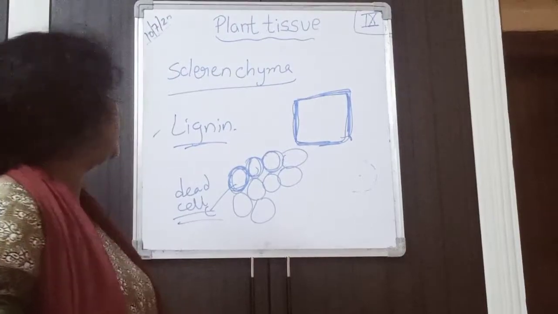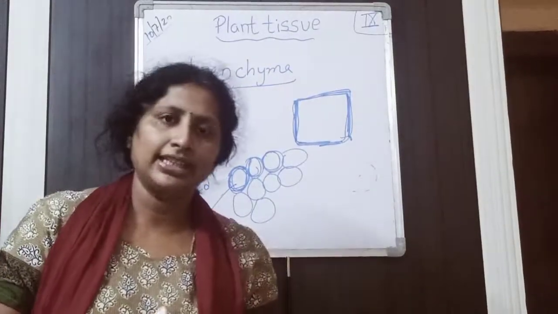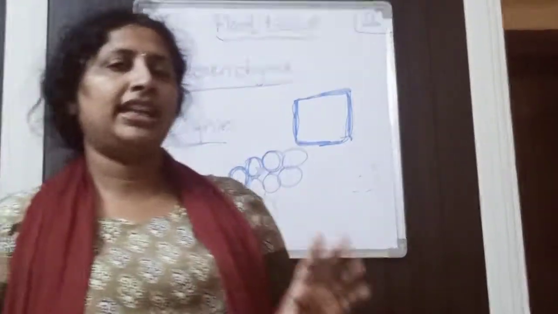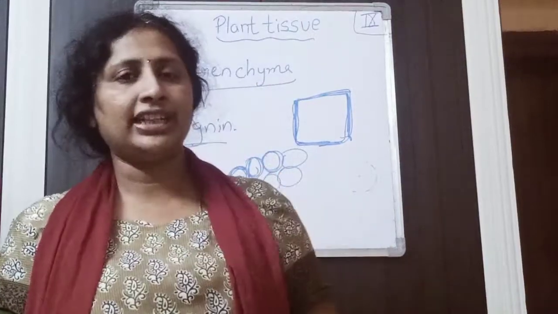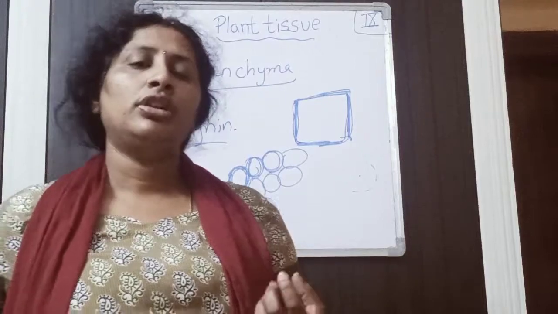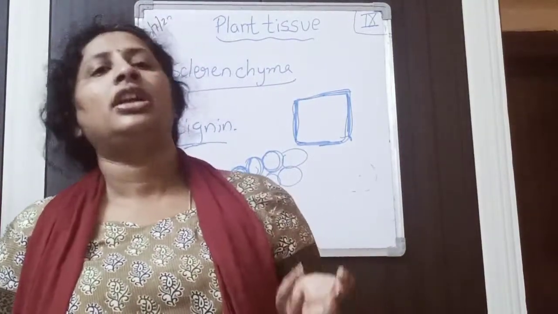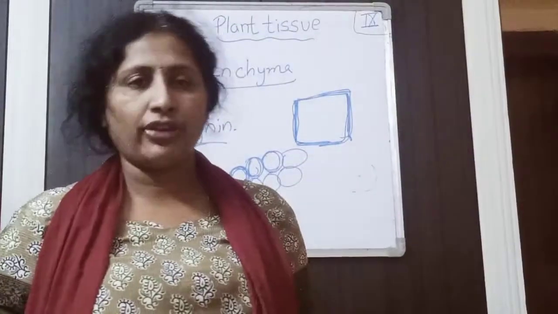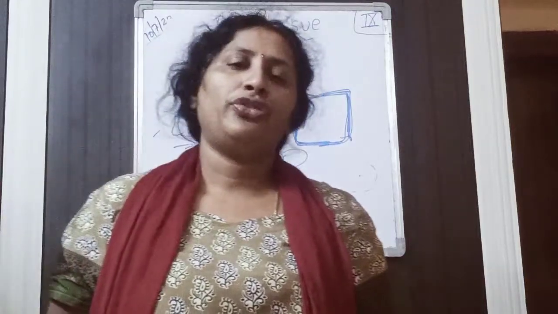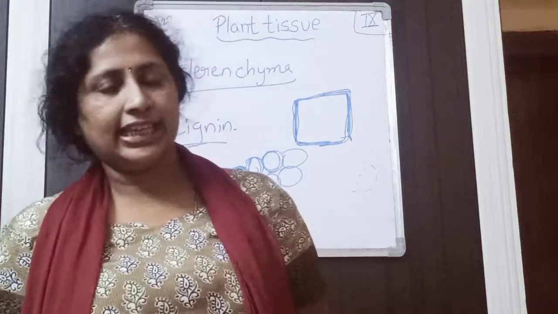So that is about ground tissue. I will simply revise. Ground tissue is a simple permanent tissue which is made up of only one type of cells. The ground tissue function is to provide storage first, and provide mechanical support. In this ground tissue we have three types: parenchyma, collenchyma and sclerenchyma.